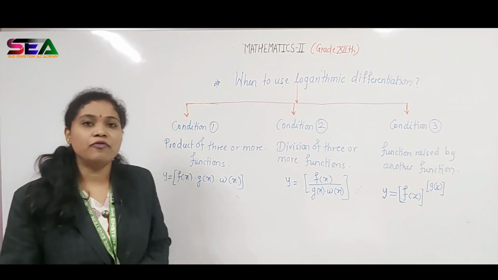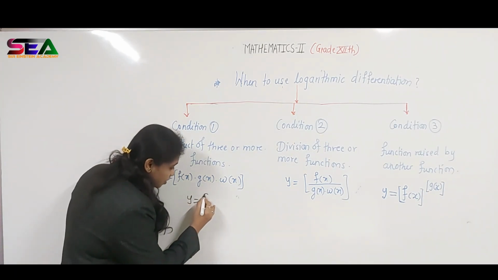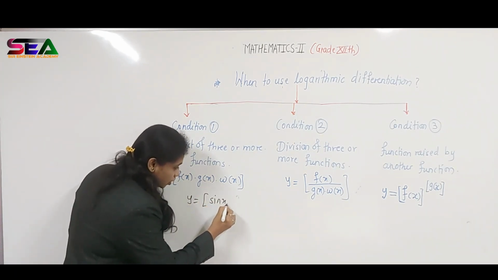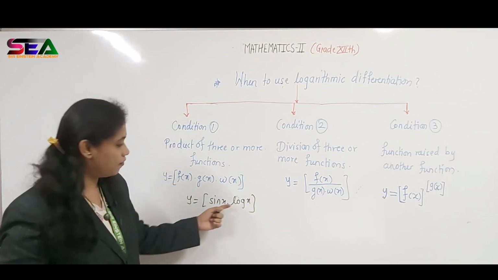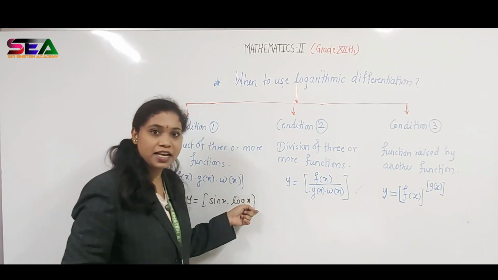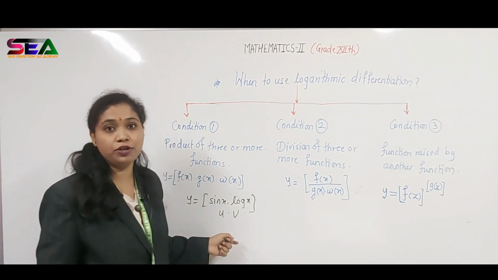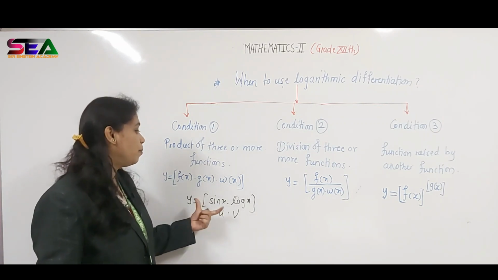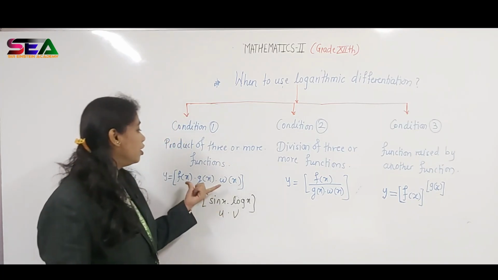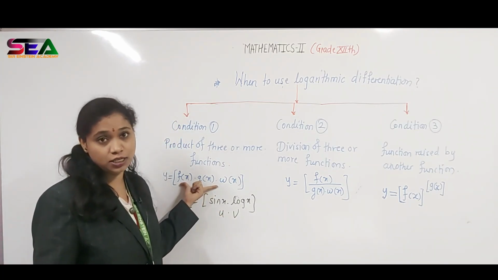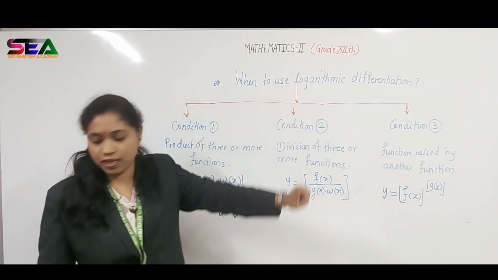Now why not 2? See here, if my function is y is equal to sin x into log x, what does it mean? It is a product of two functions, f(x) into g(x). And here we can easily use the derivative of u into v rule. Hence the product of two functions is possible with the u into v rule, but the product of three or more functions is not easily possible, hence we have to use logarithmic differentiation.